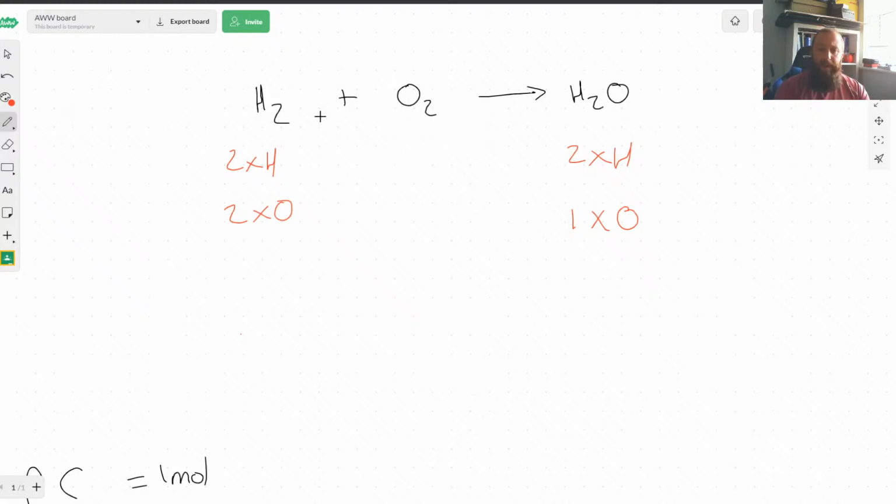Now, if you can imagine, what if we had a line going from this arrow, just working our way down. I need to make sure that I have the same number of atoms on each side of this line. Because if I don't, either atoms have magically appeared from nowhere, or they've magically disappeared into thin air. And we know that's not going to happen. So what we do need to happen is we need to make sure we have the same number on each side of that line.